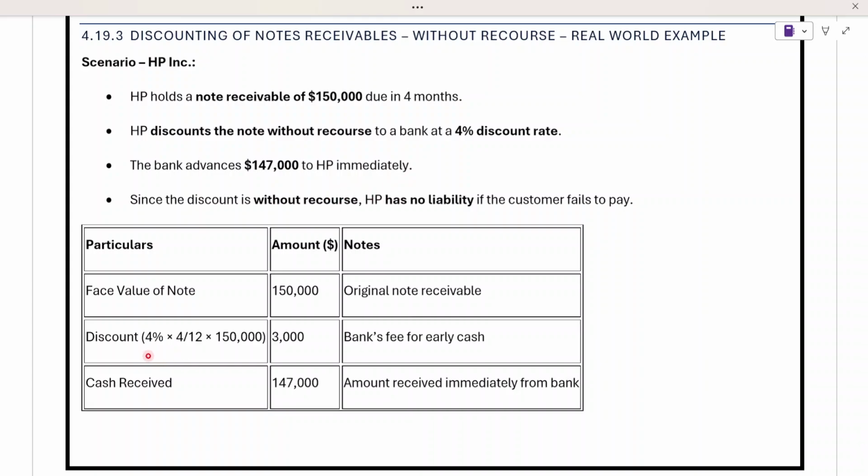Basically, we know that the discount rate is 4% and this note is due after 4 months. So this 4% is the per annum number, and calculating the 4 months discount will give 3,000 as a discount. Effectively, the note's value is $150,000. So the balance, the difference of 150,000 and 3,000, which is 147,000, will be received by HP company from the bank.